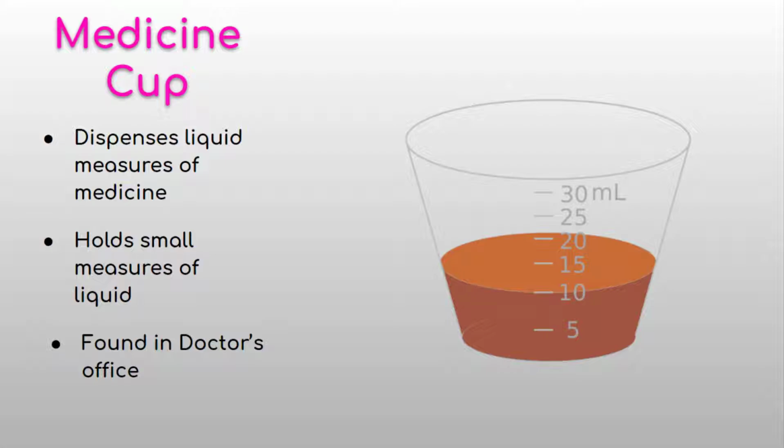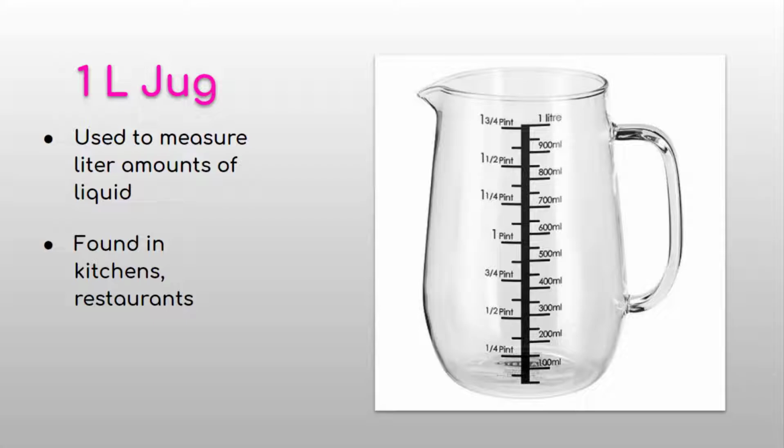Make sure that you're viewing it at eye level to get the correct measurement. It is best used to take the measurements of small amounts of liquid. A 1 liter jug is another thing that we can use to measure the volume of liquids. It has a capacity of 1 liter.